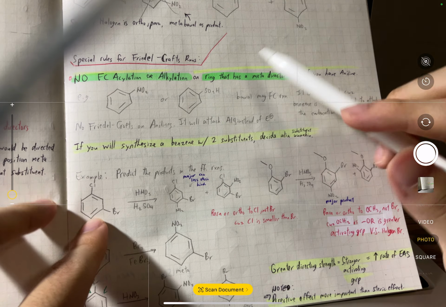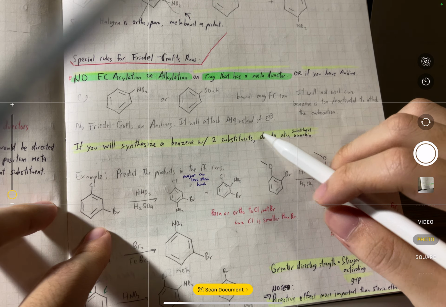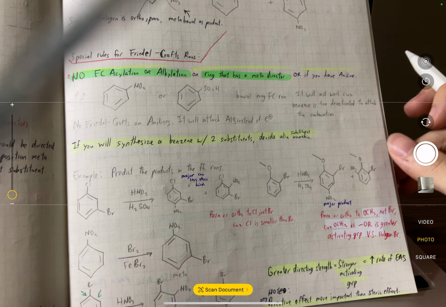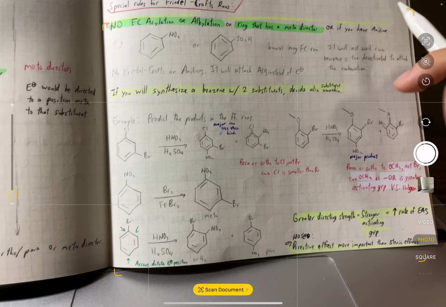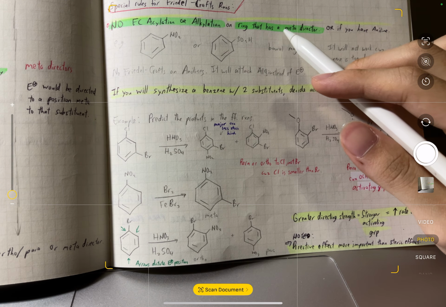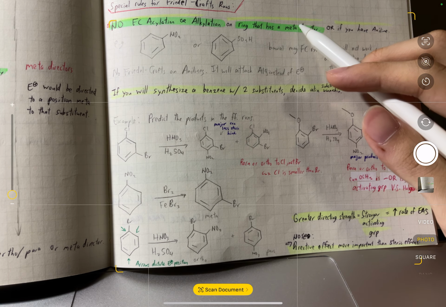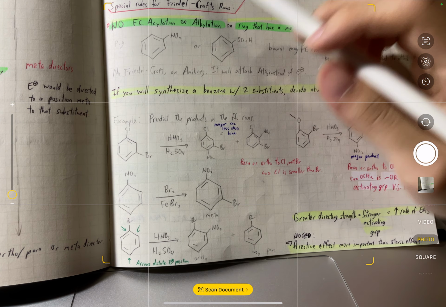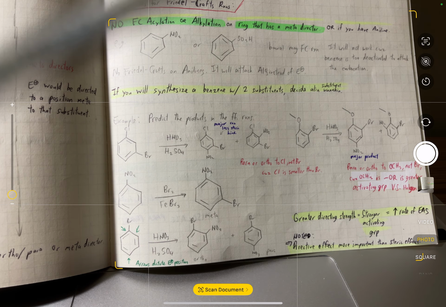Okay? If you synthesize a benzene with two substituents, you have to decide which substituent is gonna go first. Okay? And the rules will tell you, no? Usually, because of this rule, nitration happens second. Something else happens first. And you might have guessed one of the options is you perform these first, then nitration. Okay?